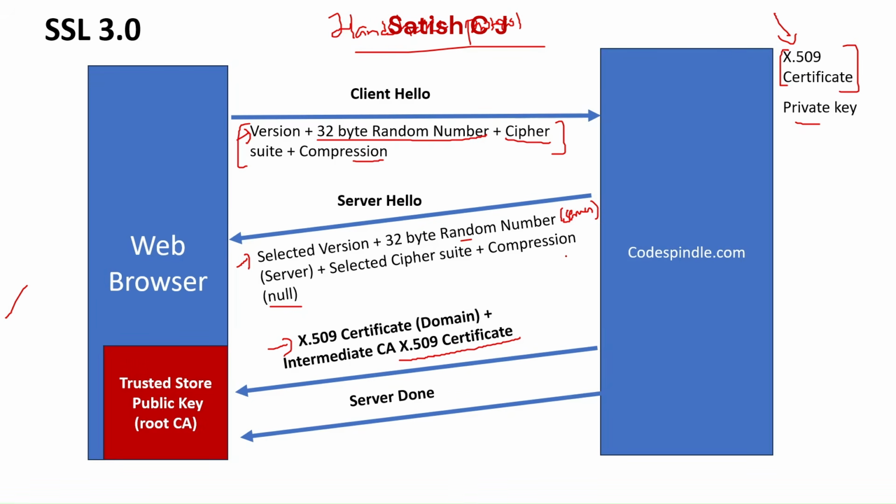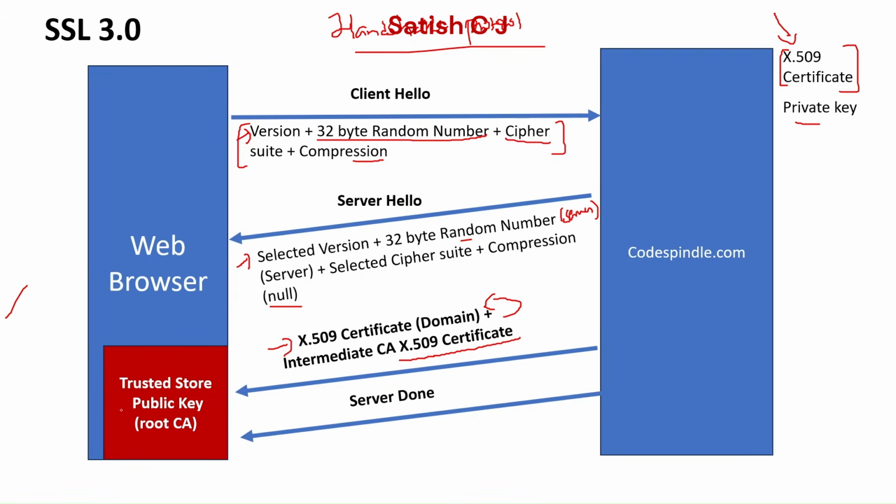Normally you will find the value for the compression algorithm to be null. And after that, the server sends its own x.509 digital certificate. It also sends the certificate authority's x.509 certificate. The certificate authority is the one which issued the server's digital certificate. So these things are sent. Next, a server done message is also sent.